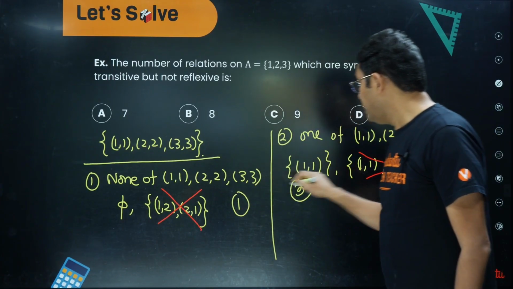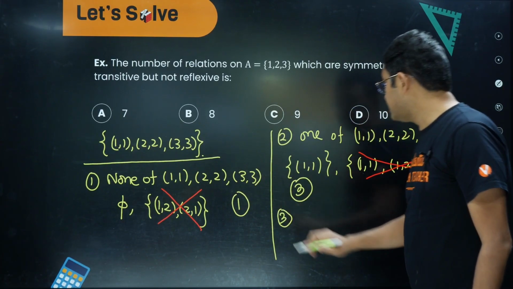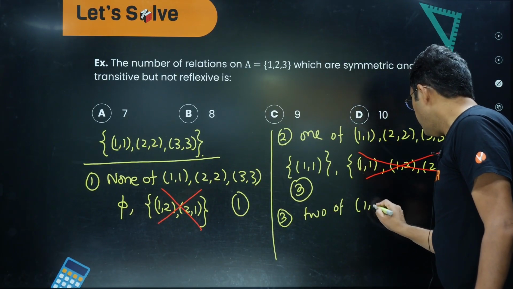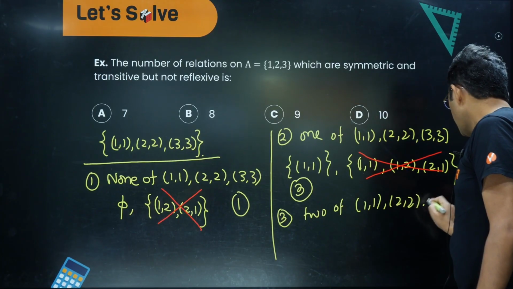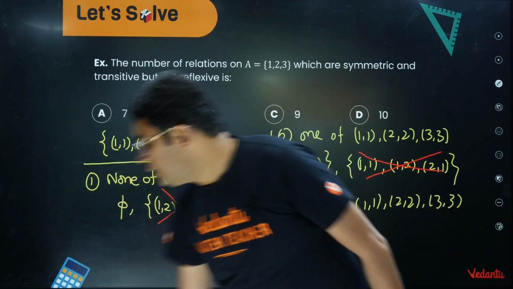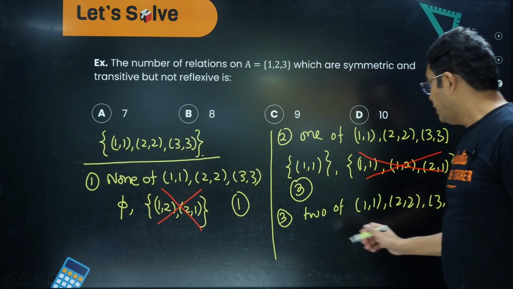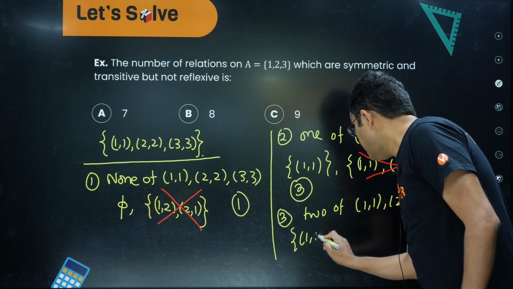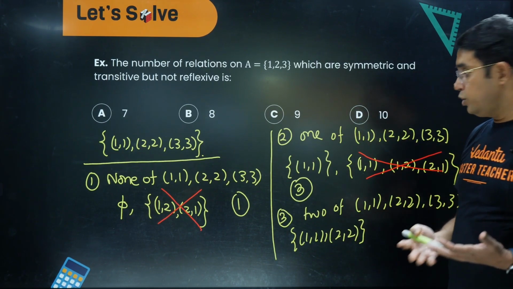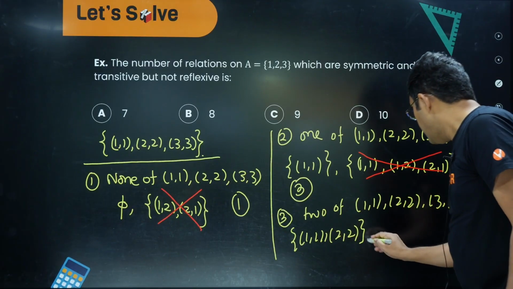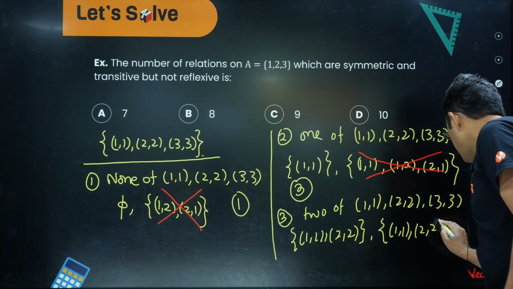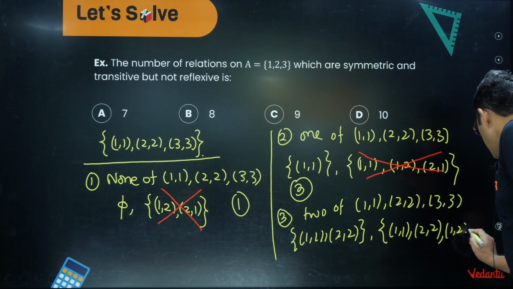We got 1 here, 3 here, and then the third case will be when 2 of 1,1, 2,2 and 3,3 are there. If 2 of these 3 are there, what can we do? We will take 1,1, 2,2, and that's it. This is also symmetric, transitive, but not reflexive. But in this case you will get one more scenario when you take 1,1, 2,2, and then you take 1,2 and 2,1.